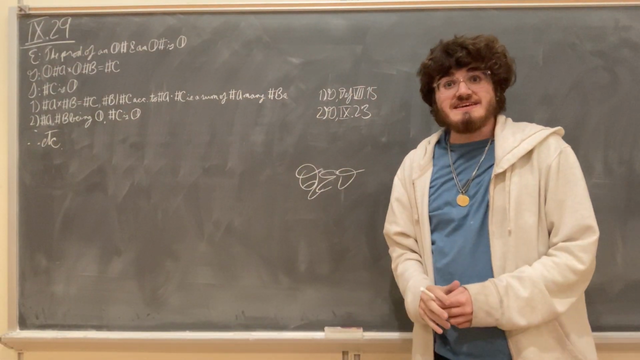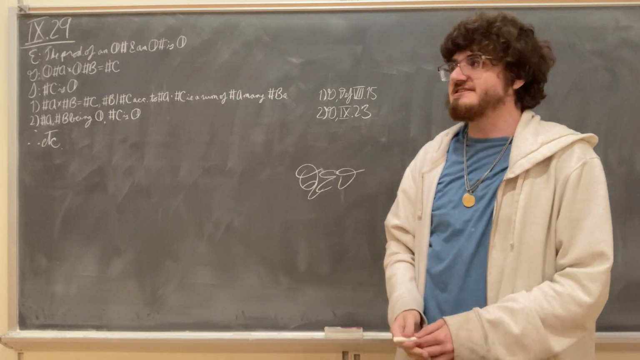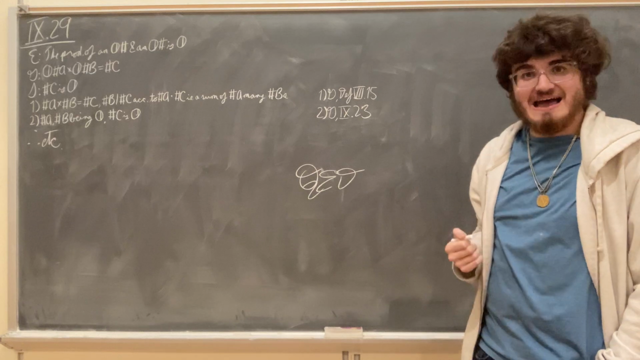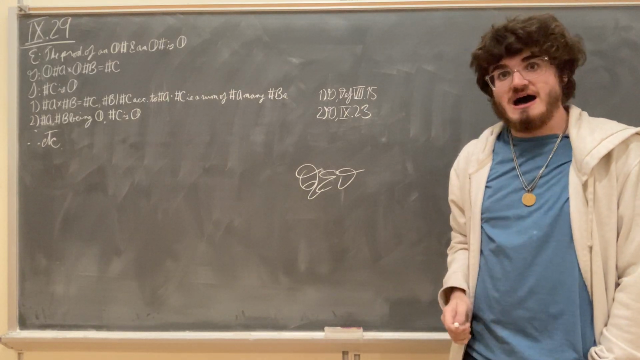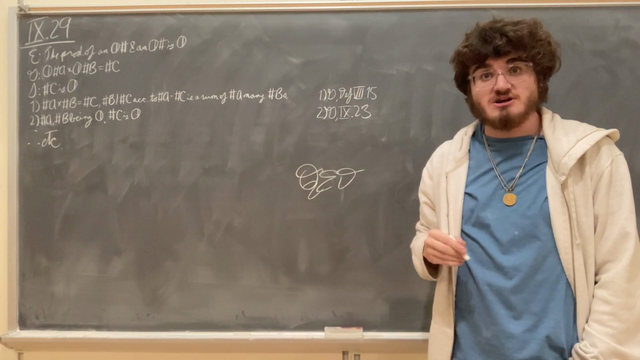Hello. This will be a demonstration of Proposition 29 from Book 9 of Euclid's Elements, which says that the product of an odd number and an odd number is itself an odd number. We're given two numbers, A and B, each of which are odd.